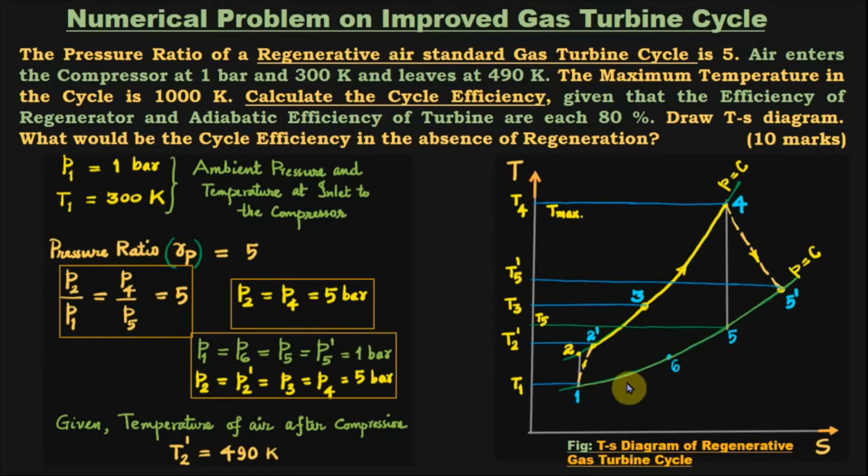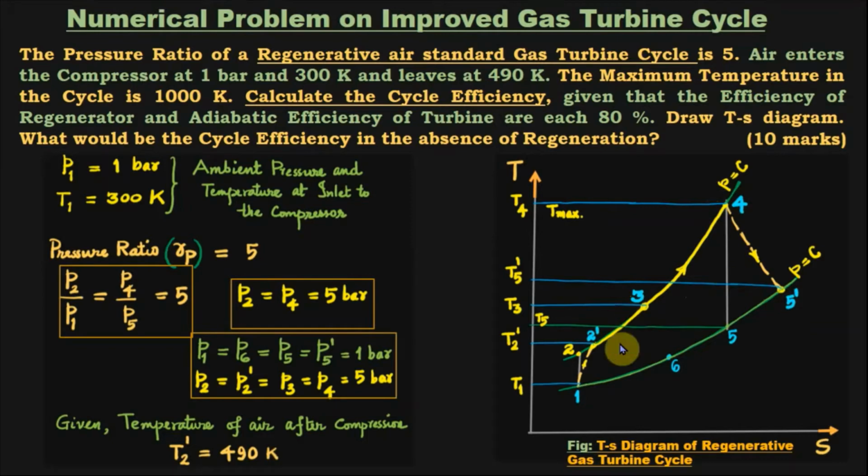Here the various processes have been represented by 1, 2 dash, 3, 4, 5 dash. The actual compression is 1 to 2 dash. 2 dash to 3, as we explained previously, is the heat addition in the regenerator, which is typically a heat exchanger, and 3 to 4 is the heat addition in the combustion chamber at constant pressure, and 4 to 5 dash is the actual expansion in the turbine.